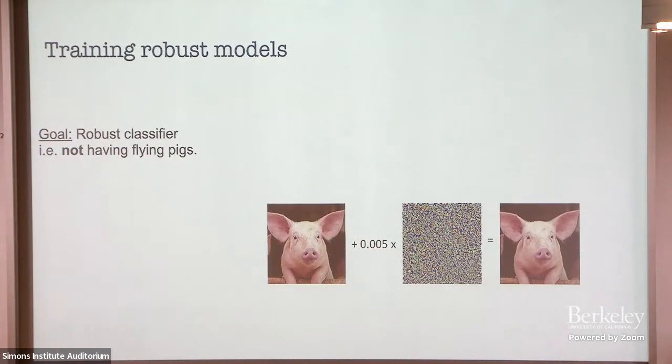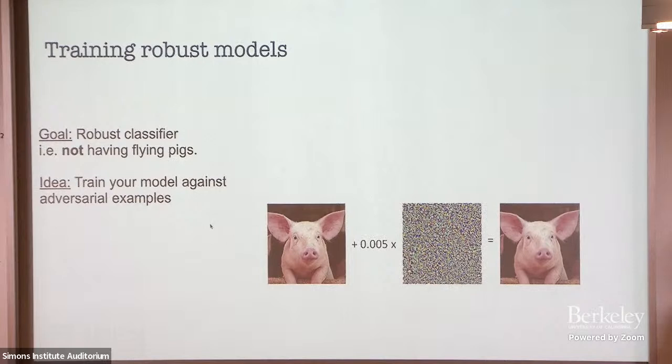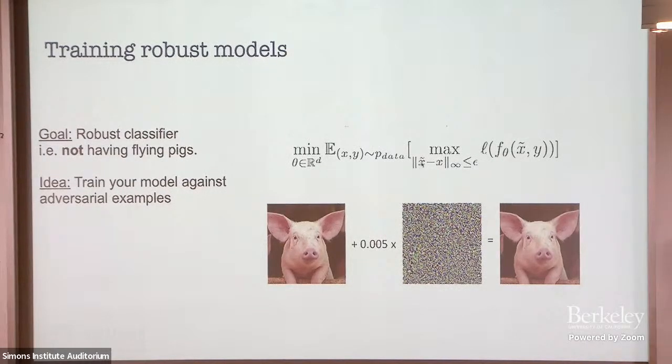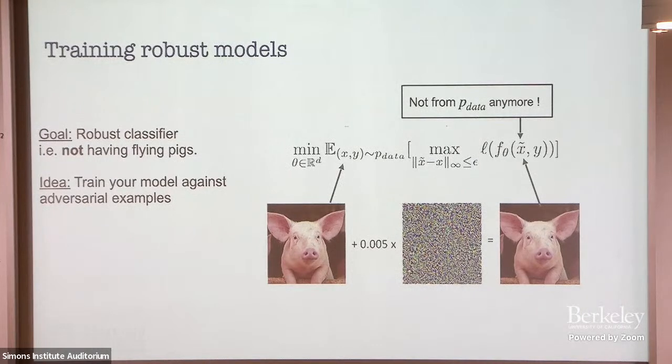Now, our goal in this work and in the robustness literature is to have robust classifiers, meaning that we don't want to have flying pigs. So we want to train a model that will be robust against this perturbation. And one of the ideas to do this is adversarial training, meaning that you train your model against these adversarial examples.